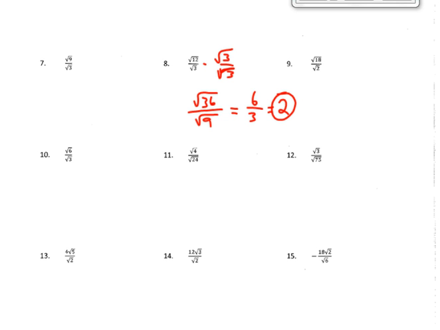So if I typed in the square root of 12 divided by the square root of 3 on my calculator, I should get a 2 back. It should come back that way every single time.